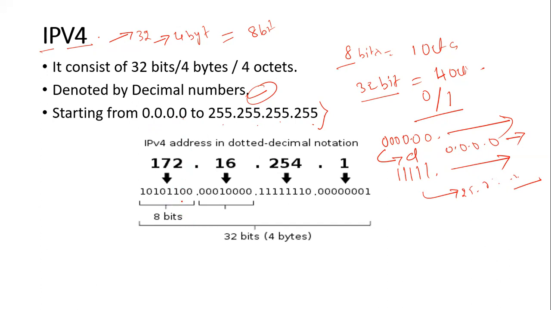Let's see an example. This is an IPv4 address. It has 32 bits, or 4 bytes. Each 8 bits are separated by a dot, and these binary digits are converted to decimal and represented in decimal notation. That's all about IPv4 addresses.